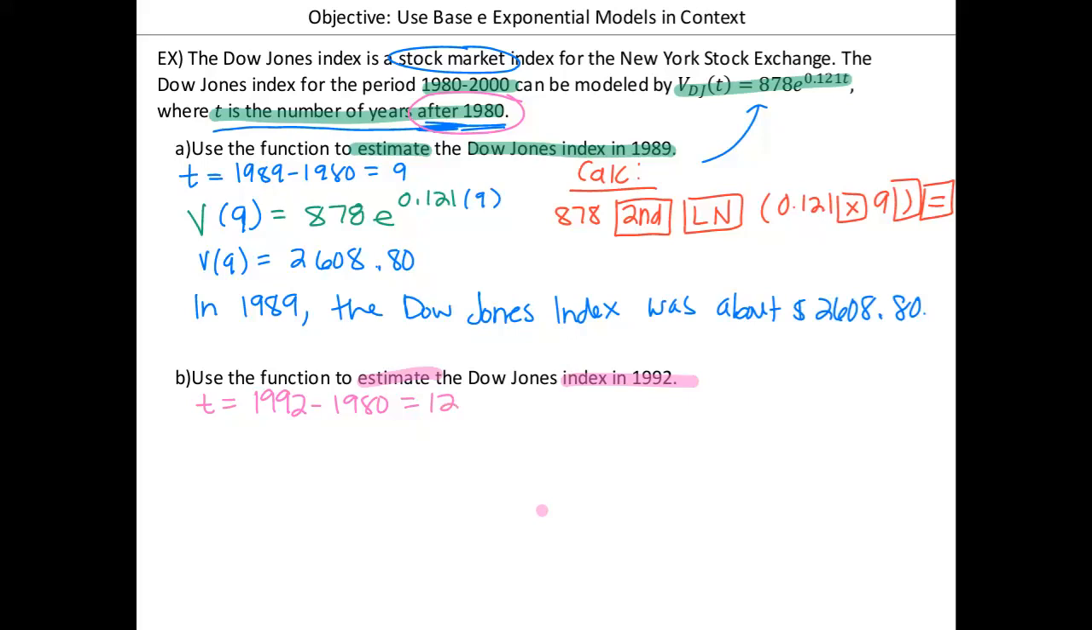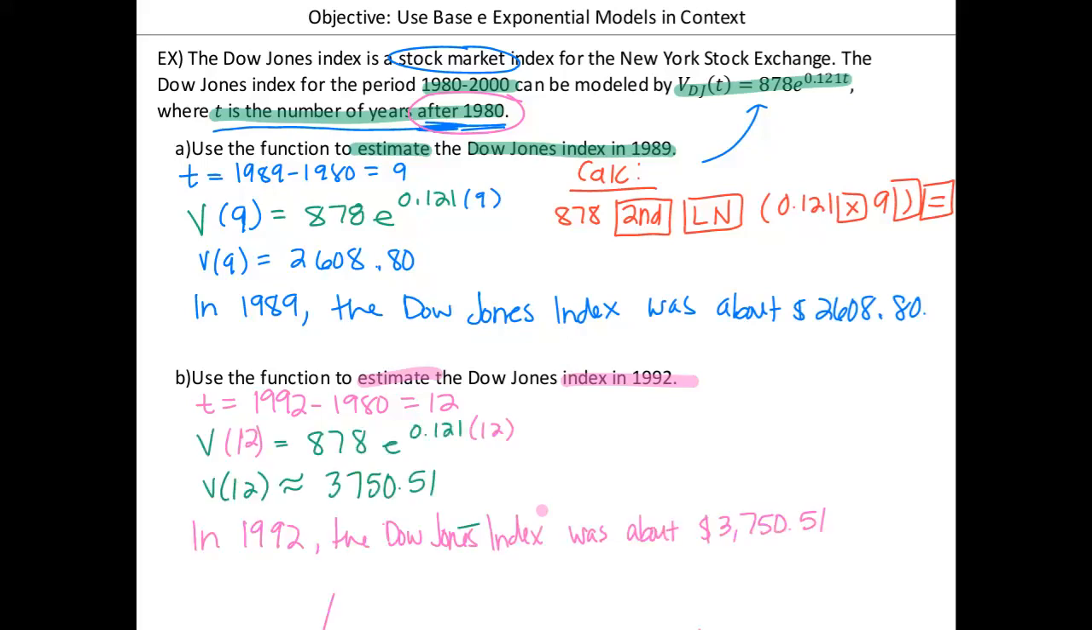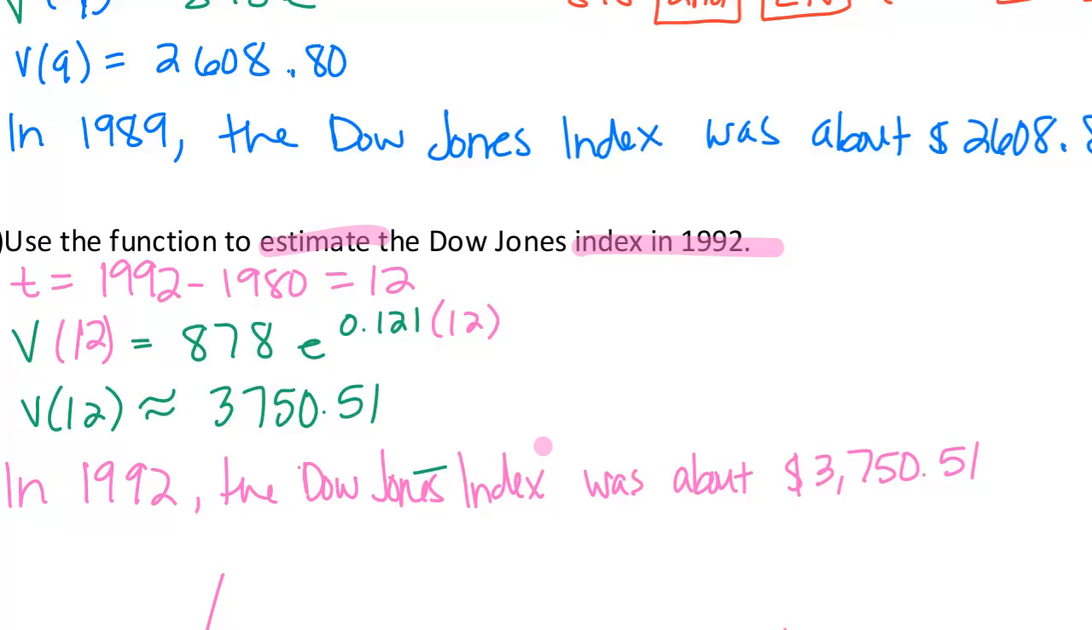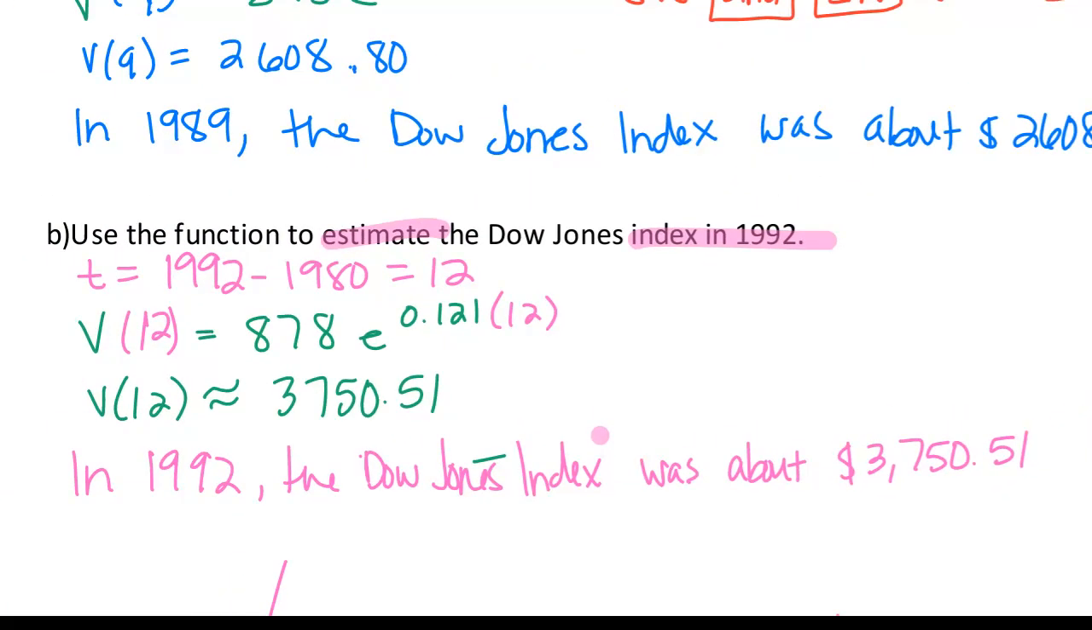Okay. All right, so I want you guys to go ahead and plug in 12. I have the calculator right there. Basically, just replace the 9 with the 12, and then see if you can get the answer. So good. If we plug in 12 in the calculator, you should get 3,750 with 51 cents. And then don't forget to write your sentence conclusion. In 1992, the Dow Jones Index was about 3,750 with 51 cents.